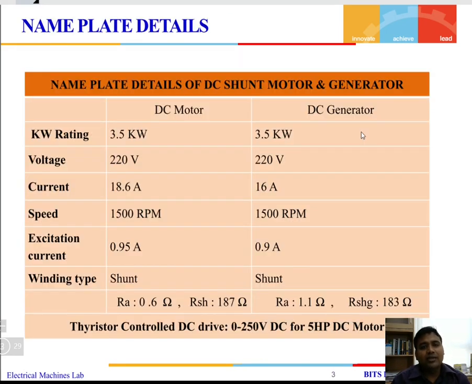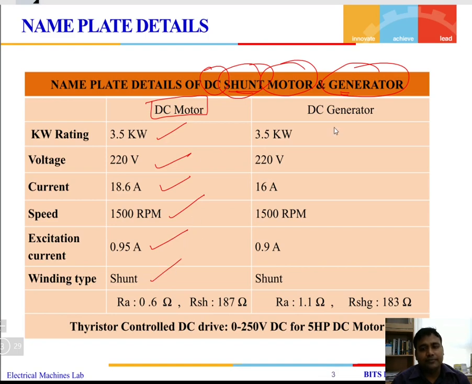So the nameplate details. We will be using one DC shunt motor and one generator. Both are shunt machines and DC machines. So let us see the nameplate of the DC motor. The DC motor that we are using is of rating 3.5 kilowatt, 220 volt, 18.6 ampere, and 1500 rpm is the rated speed of the machine, and an excitation current of 0.95 ampere is required for the machine. It is a shunt machine.